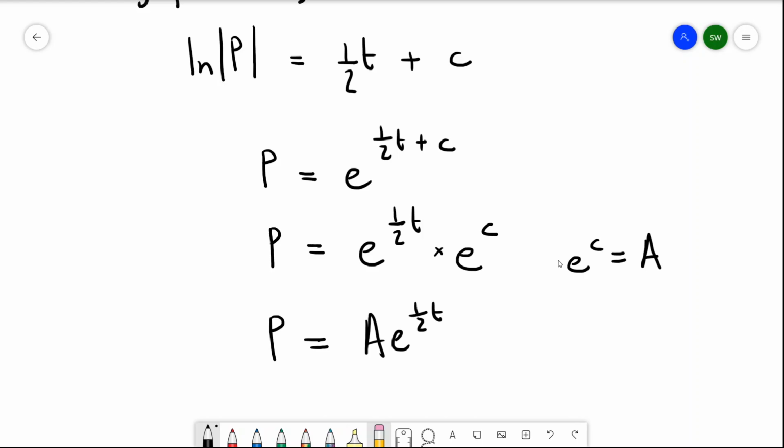Now you'd be absolutely fine if you didn't rewrite it like this. You could still find out what c is, but it makes it a little bit easier and a little bit neater. And this now matches what you've done last year with exponential functions.